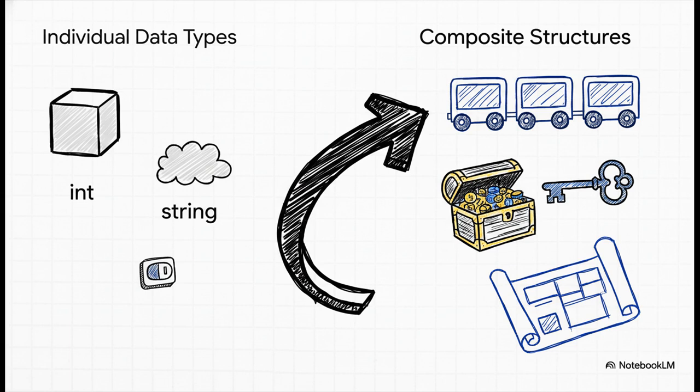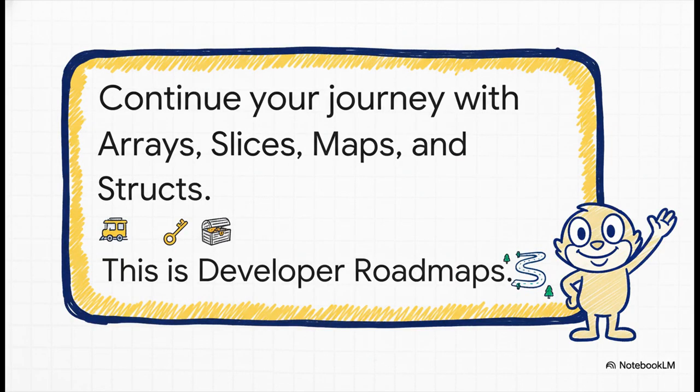Now we know how to handle individual bits of data, so the next logical question is, how do we start grouping them together into more complex, useful structures? And that's exactly where we're headed next. We'll be diving into arrays, slices, maps, and structs. These are the real workhorses you'll be using to build actual Go applications.